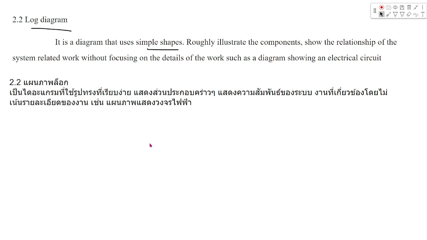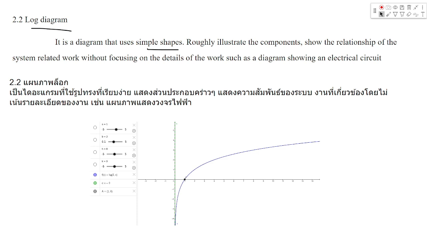Okay, now, example of block diagram. This is a block diagram, okay? It's a diagram that uses simple shapes, okay? It roughly illustrates the components, showing the relationship of the system related work without focusing on details of the work, such as a diagram showing the electrical circuit. So this is just a block diagram, okay?